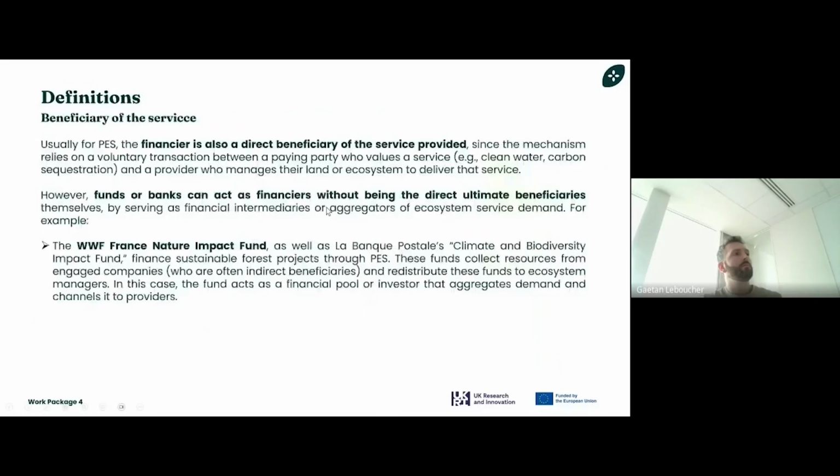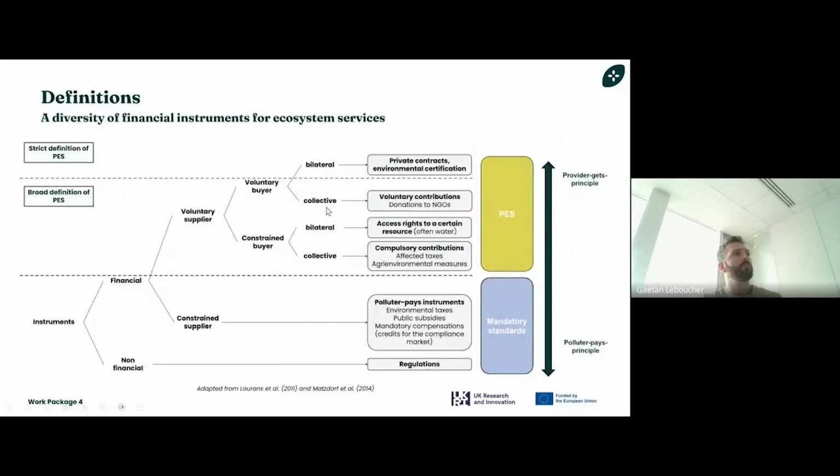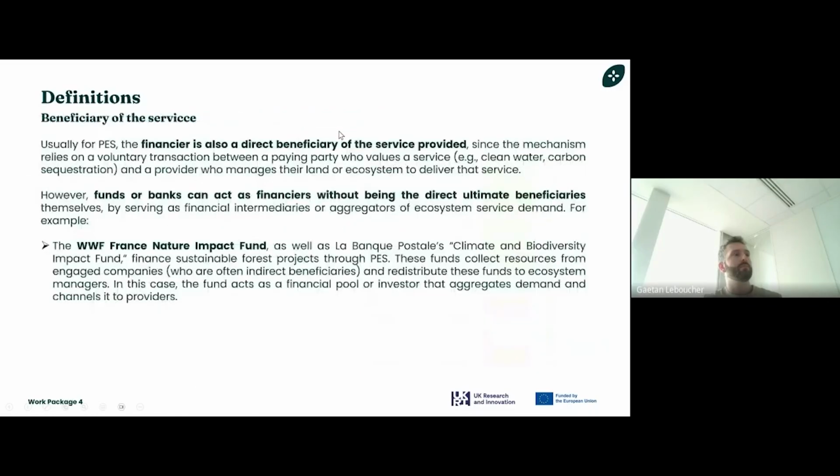And finally, the second case of collective is when the buyer is voluntary, so that can be voluntary contributions, and here the financiers are the donors to non-governmental organizations. And you can go on to the next slide.